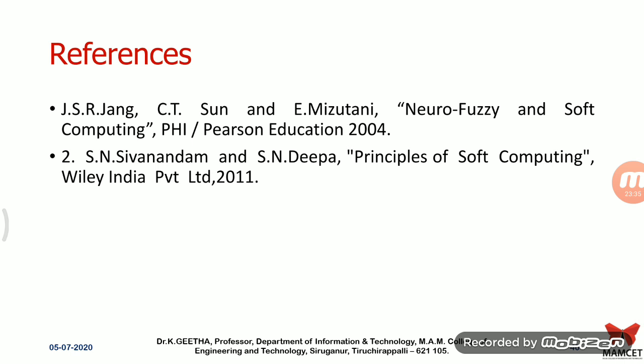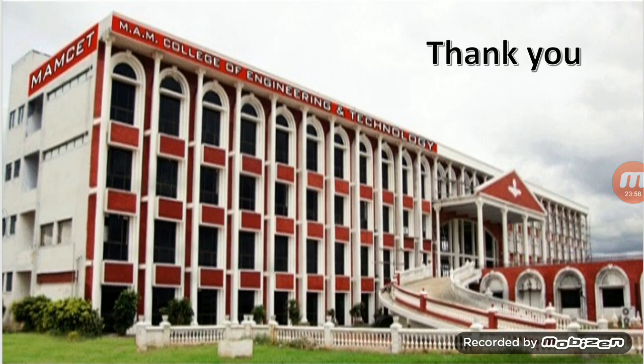So the books that I used to refer to the artificial neural network are by J.S.R. Jang, C.T. Sun, and E. Mizutani, Neuro-Fuzzy and Soft Computing, by Pearson Education. The second is by S.N. Sivanandam and S.N. Deepa, Principles of Soft Computing, Wiley Publications. Thank you.